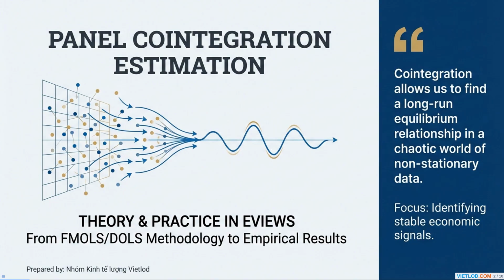This slide introduces the concept of panel cointegration estimation. The core message is that cointegration helps us identify long-run equilibrium relationships, even when dealing with chaotic and non-stationary data. This approach is crucial for identifying stable economic signals amidst fluctuating variables. We will delve into the theory and practical application of FMOLS and DOLS methodologies to achieve robust empirical results.